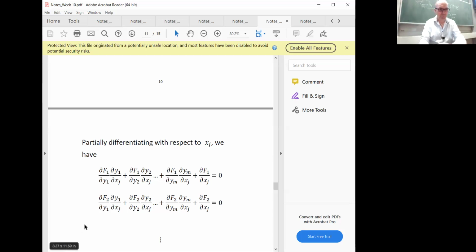So if you look at what we've done here, we've said f1 is a function of y1, y2, up to yn. And we've said each one of those y's is a function of xj. So if we simplify that down, what we're going to do is try and simplify partial derivatives. I'm running out of paper.